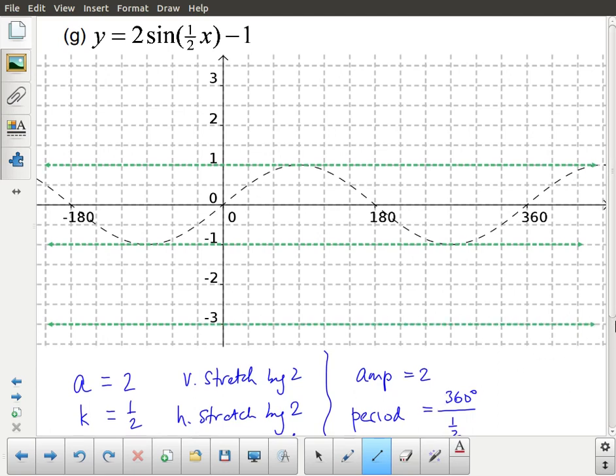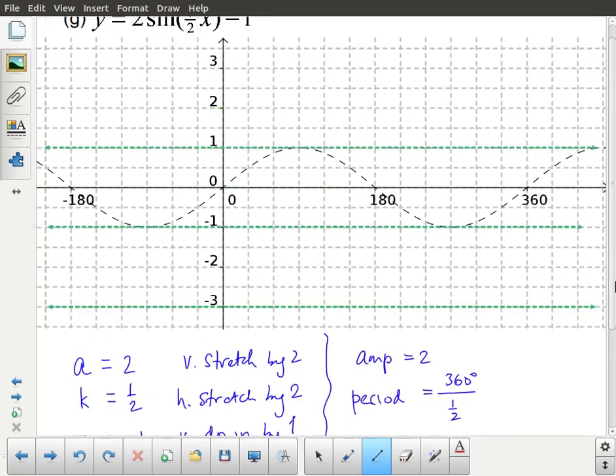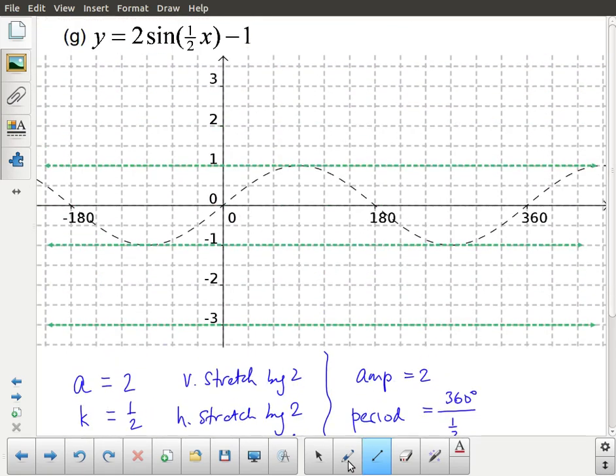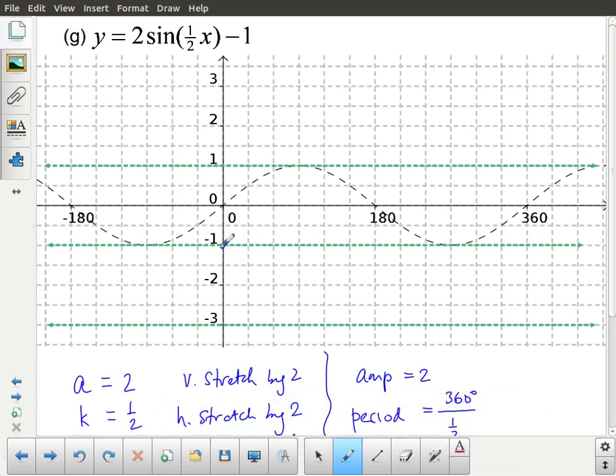There is no horizontal shift, so that means my starting point is the same relative to the axis of the curve. So what does that mean? That means that this was a sine curve, so my starting point was on the axis of the curve along the y-axis. Now my new starting point is also on the axis of the curve along the y-axis.